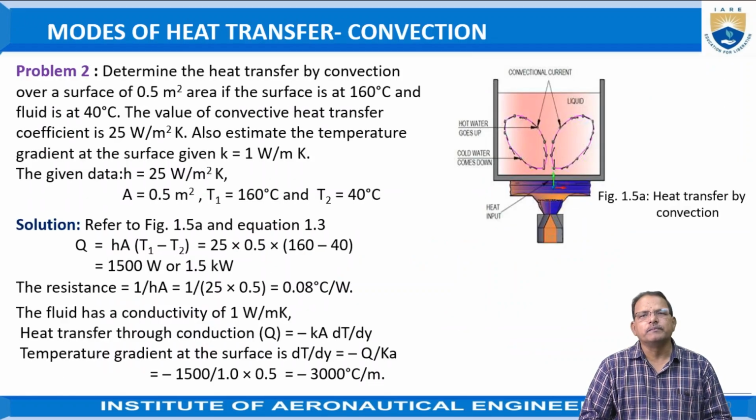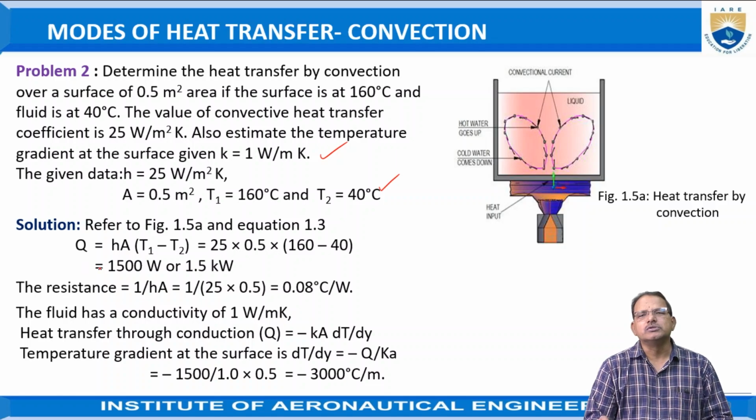Based on the convection process, here is one problem: determine the heat transfer by convection over a surface of 0.5 square meter area if the surface is at 160 degrees centigrade and the fluid is at 40 degrees centigrade. The convective heat transfer coefficient is 25 watts per square meter per degree Kelvin. Also estimate the temperature gradient at the surface, given k is equal to 1 watt per meter per degree Kelvin. The given data: h is equal to 25 watts per square meter per degree Kelvin, A is equal to 0.5 square meters, T1 is equal to 160 degrees centigrade and T2 is equal to 40 degrees centigrade.